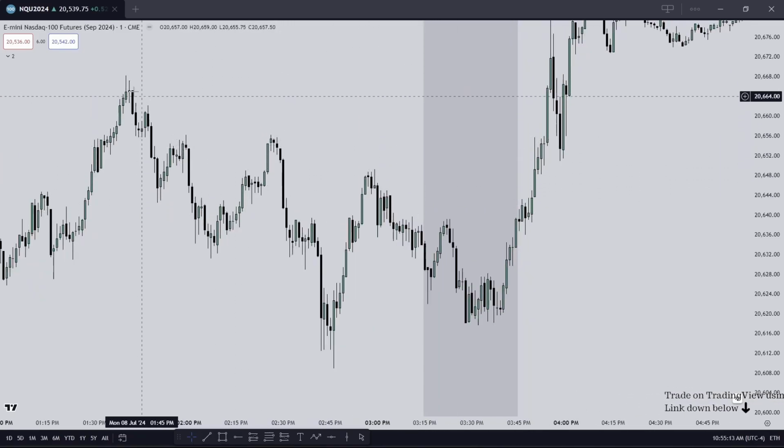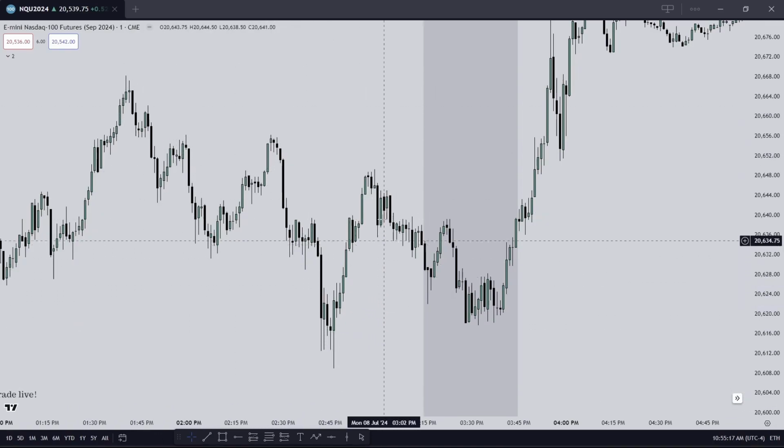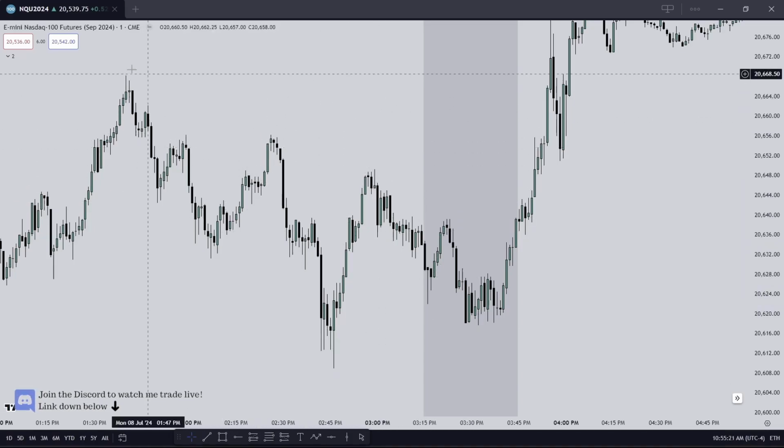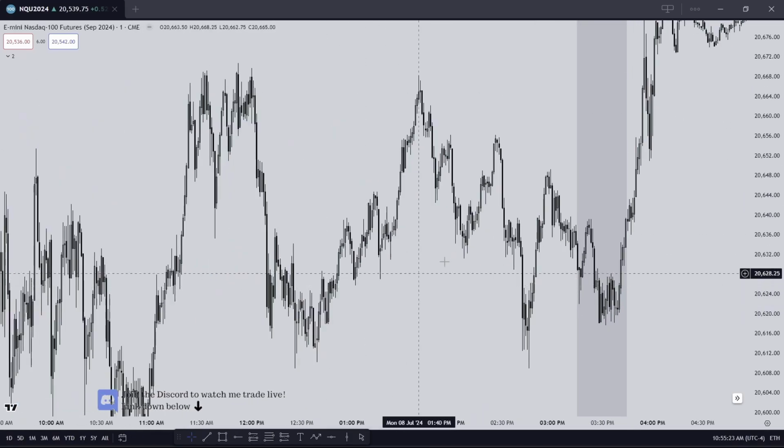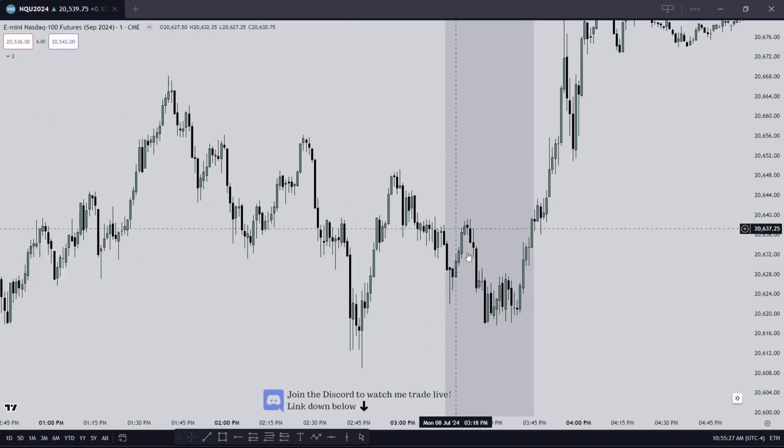Fail to take out this high. Traders are trailing their stop losses down. We drop down, rally up again. Don't take out this high. A lot of buy side. And again, we've already cleared the sell side liquidity underneath these lows. So it's time to get them up out of the market.